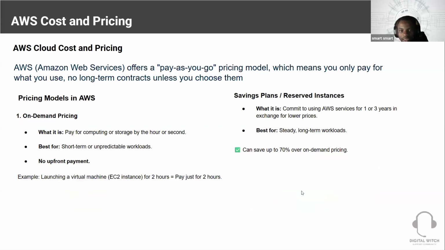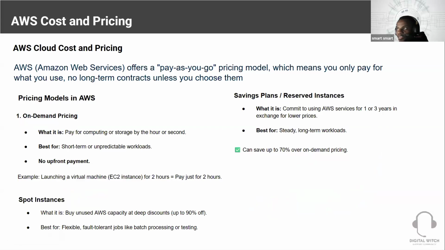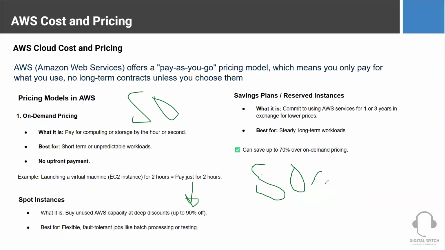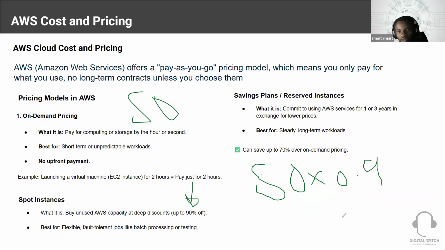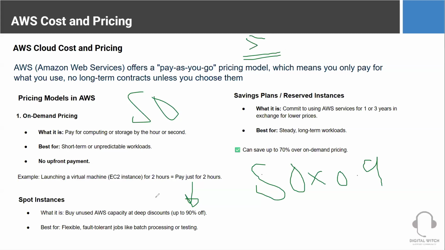Another one, which is the last, is spot instance. With spot instance, AWS is going to take off 90% from you. If you are paying $50 here, what is 90% of $50? 90% of 50 is $45. Then 50 minus 45 is what? $5. So they are going to charge you $5 here.